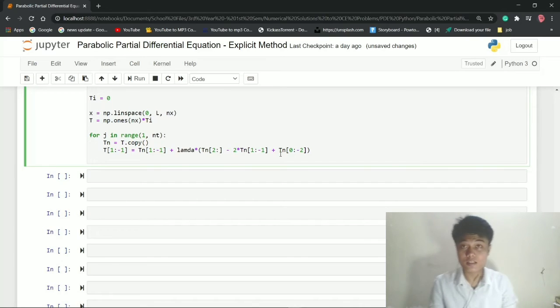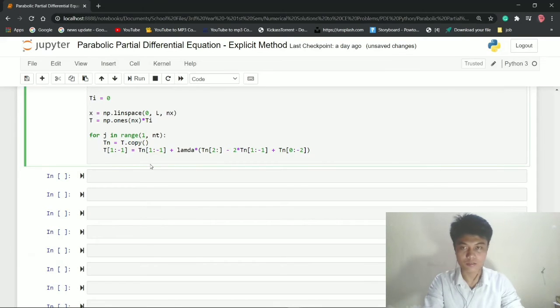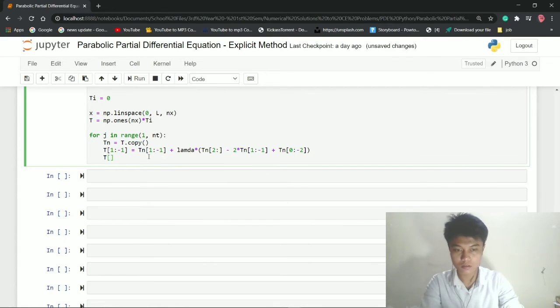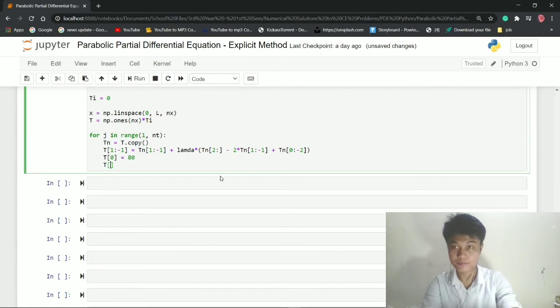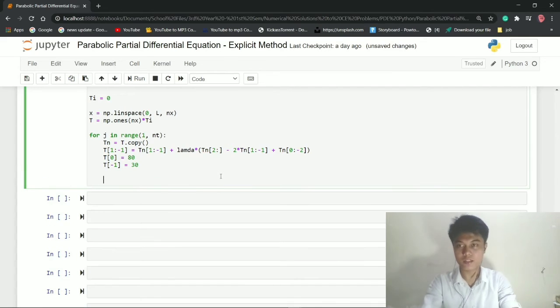Now, define na natin yung ating equation. I-define naman natin yung kanyang boundary conditions. Now, kung makita mo dito, yung T0 natin, this is 80 degrees Celsius, which is given na dun sa ating problem. So, T0 is equals to 80. Samantalang yung nasa kanyang right is 30. So, yan yung ating boundary conditions. Natapos na natin yung ating for loop.